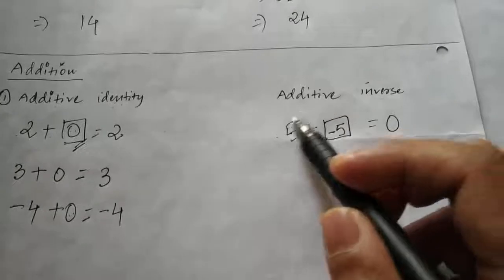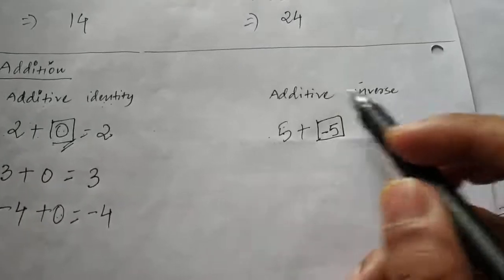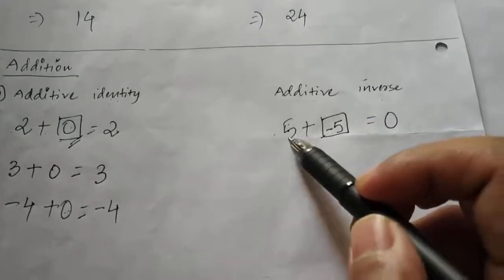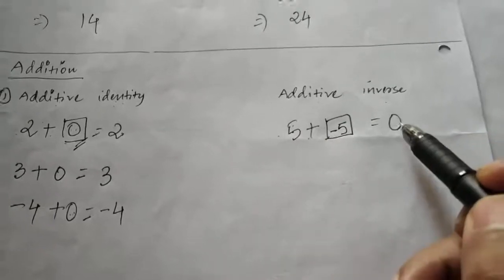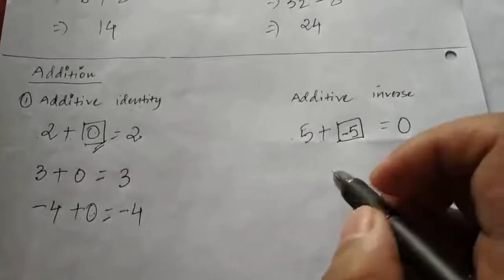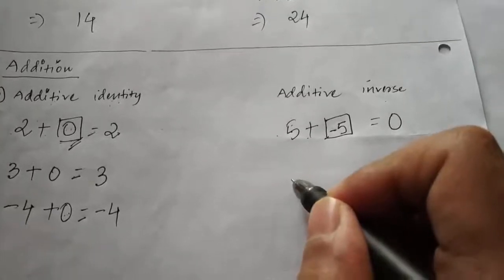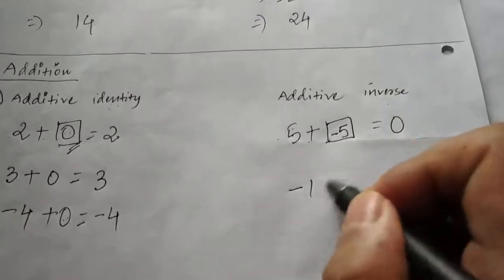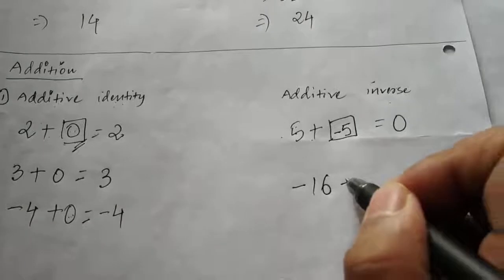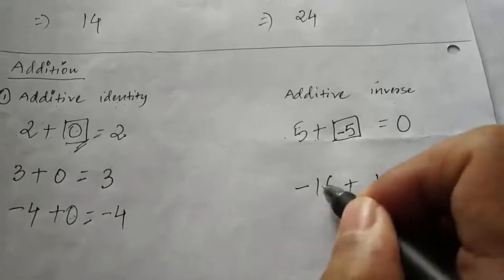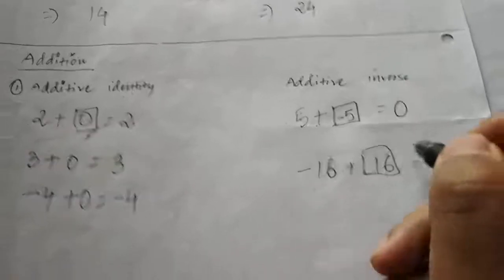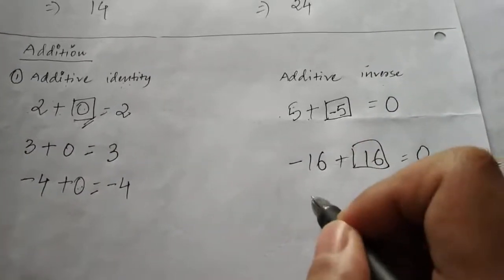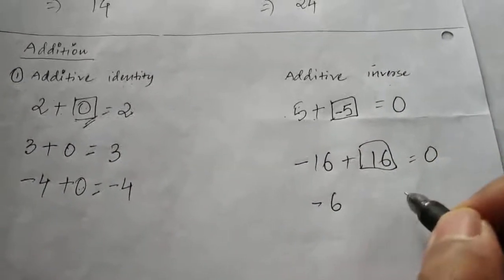So this property is known as the additive inverse, that is, an integer being added with another integer such that the answer will be 0. So what will be the additive inverse of minus 16? The additive inverse of minus 16 will be the same integer with the opposite sign, that is plus 16. Okay, what will be the additive inverse of minus 6? It will be plus 6.